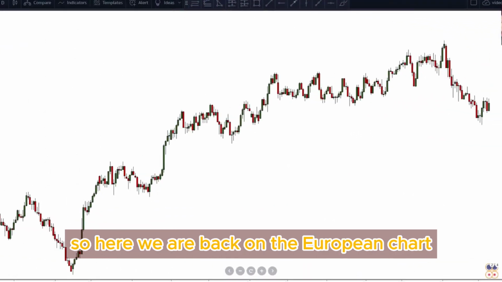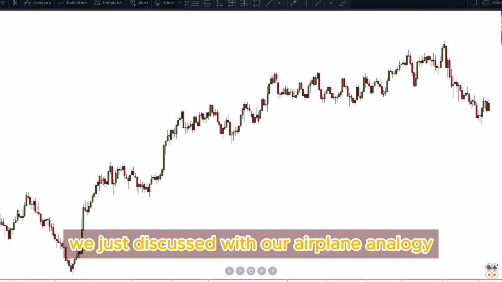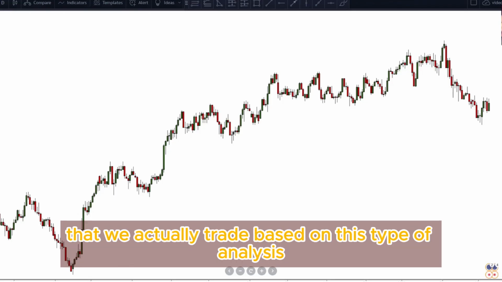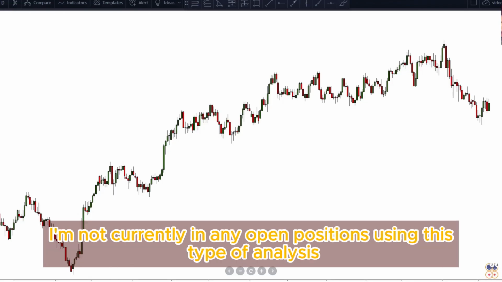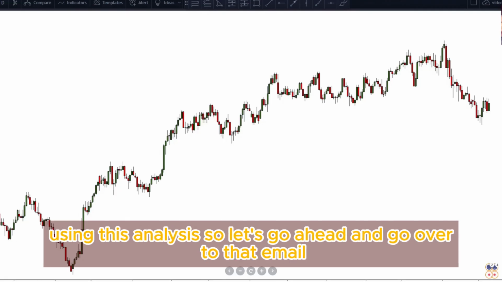Okay guys, so here we are back on the Euro-Yen chart, and now we're going to discuss this analysis once more, now that you have the knowledge we just discussed with our airplane analogy. But before we do that, just to show you guys that we actually trade based on this type of analysis, I'm not currently in any open positions using this analysis, but we did have a trade on Monday in the EAP training program using it. So let's go ahead and go over to that email.